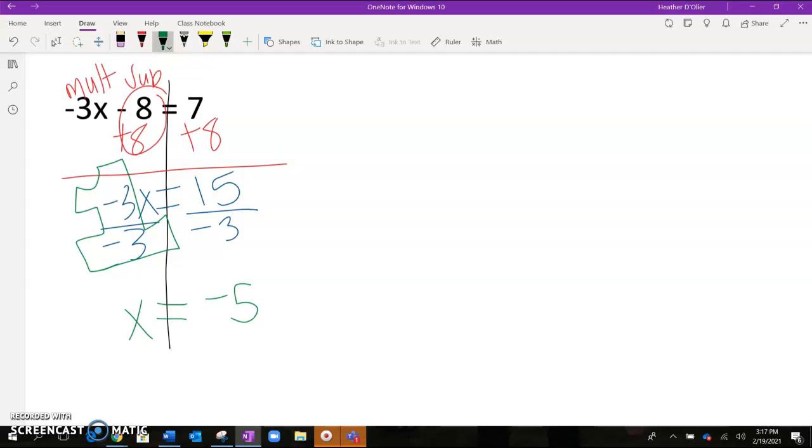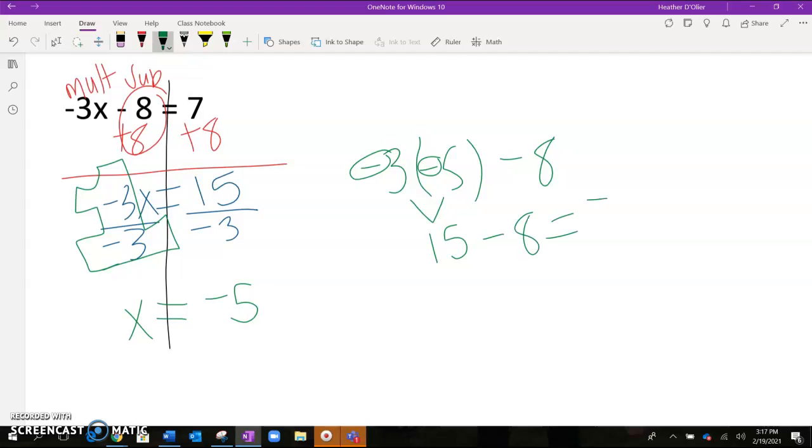And then I can check this too by substituting negative 5 in for x. So negative 3 times negative 5 minus 8. I want to see if that'll give me 7. So negative 3 times negative 5 is positive 15, because a negative times a negative is a positive. And 15 minus 8 does in fact equal 7. So that one's correct.